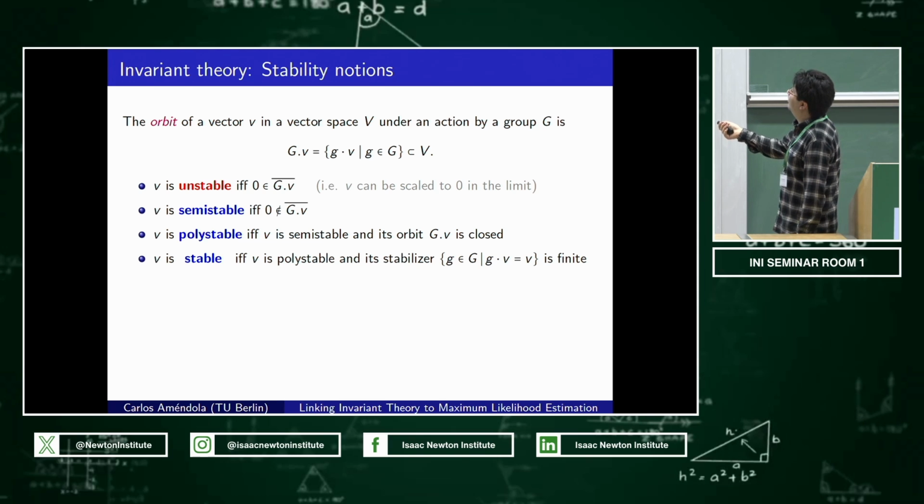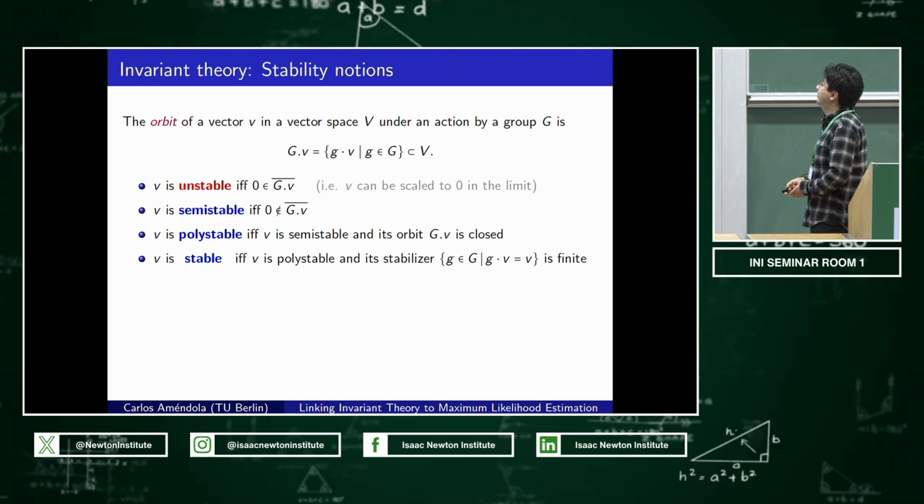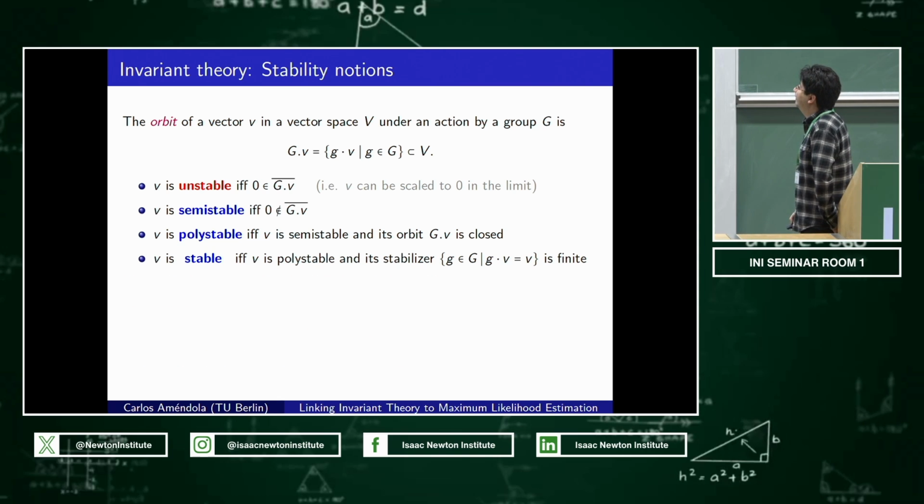Then semi-stable means the opposite. You cannot find 0 in the orbit closure. v is polystable if it's semi-stable and the orbit is already closed. And the best case is stable, when you have polystability and also the stabilizer, so all the g's that fix the little v, is finite. So you can have this point and classify it depending on its stability.